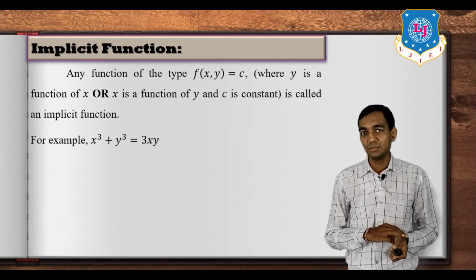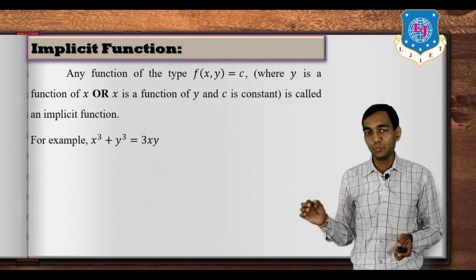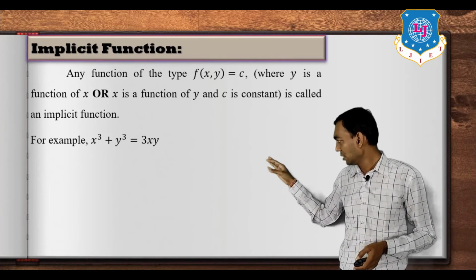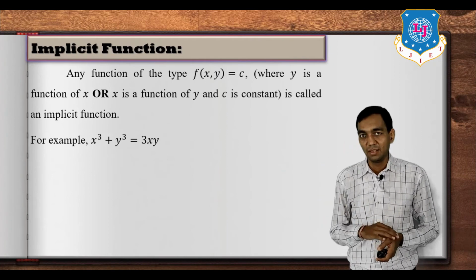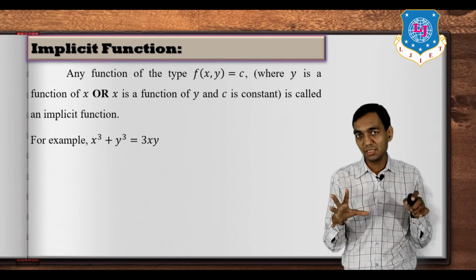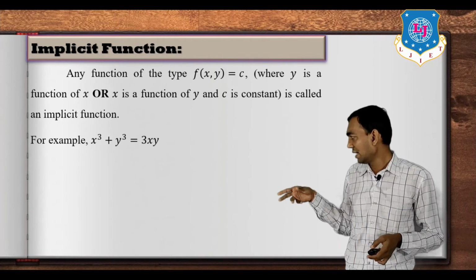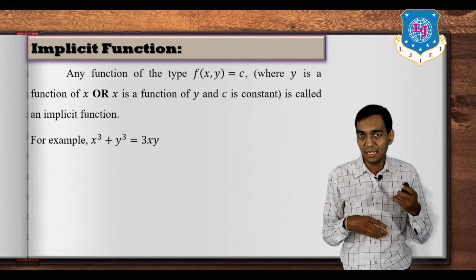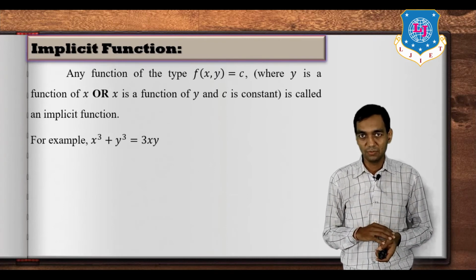Then in that case, we are going to apply the simple total differential. Suppose the example we have written is x cube plus y cube is equal to 3xy. Here you cannot make x the subject or y the subject. That means this function is an implicit function. Or you can write down x raised to y plus y raised to x is equal to c. Again, that function is also an implicit function.